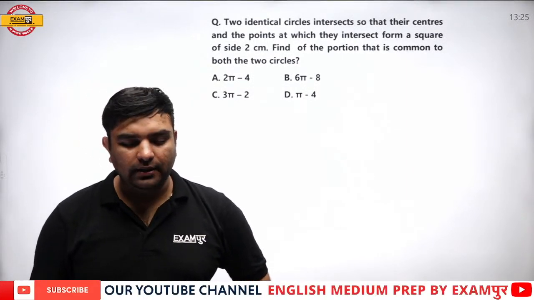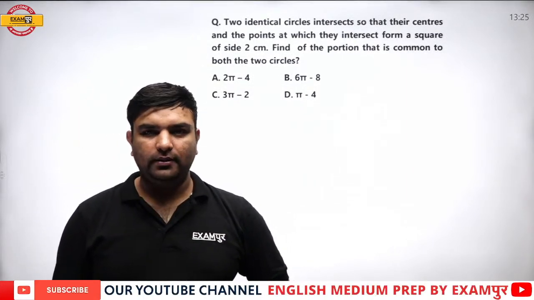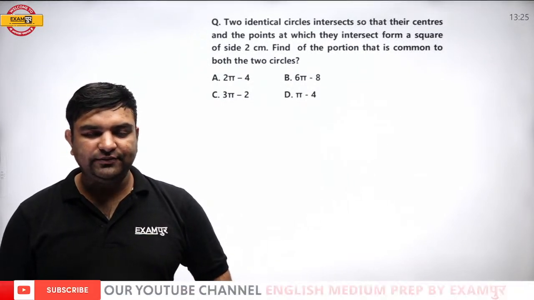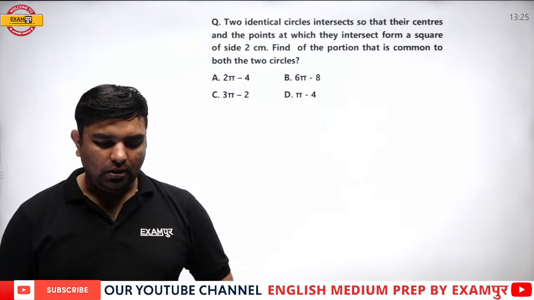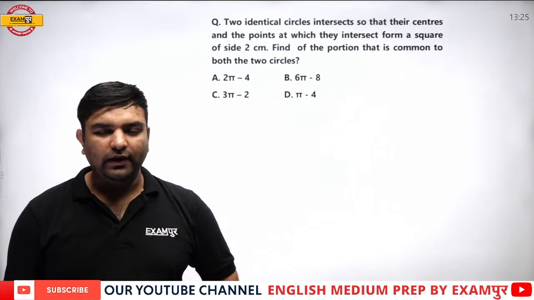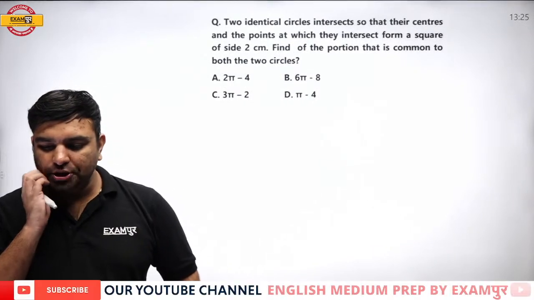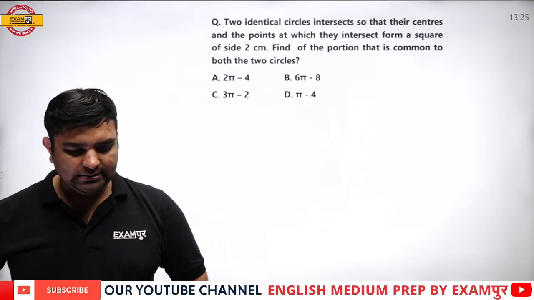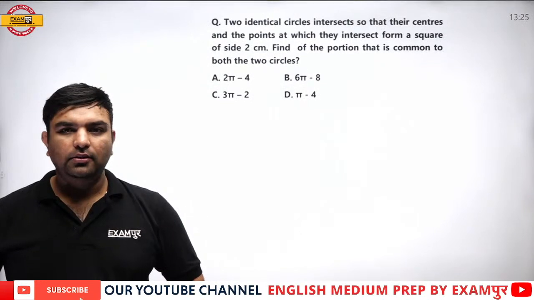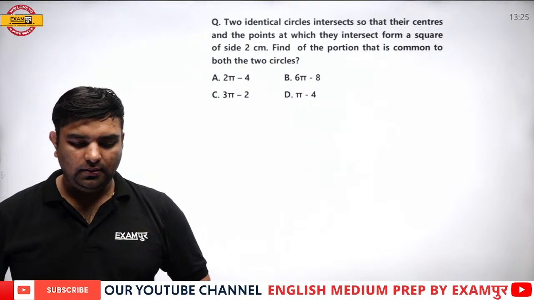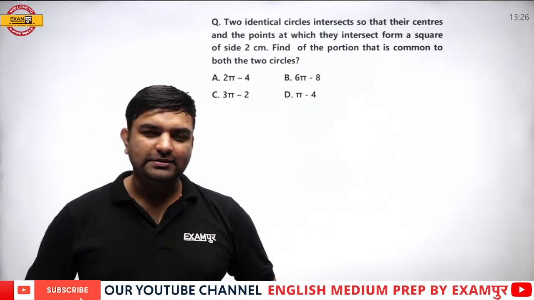Two identical circles intersect so that their centers and the points at which they intersect form a square of side 2. Find the portion that is common to both the circles.